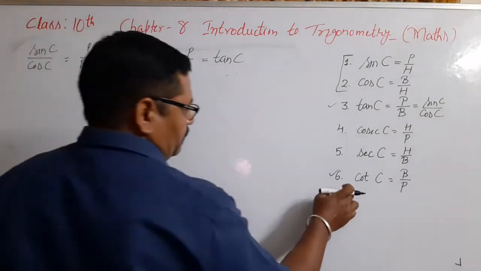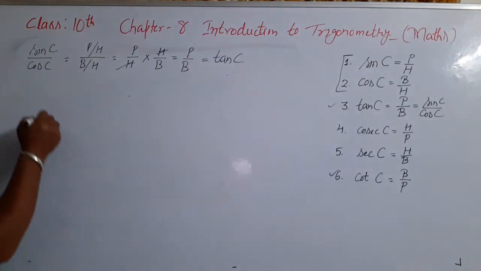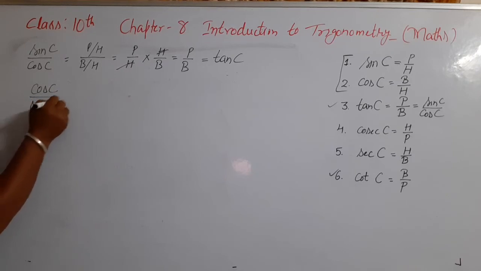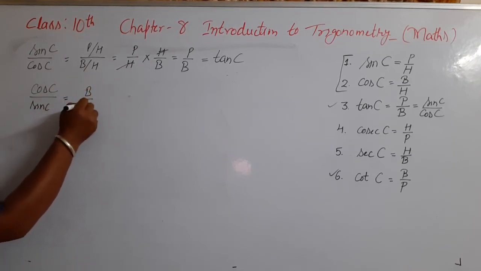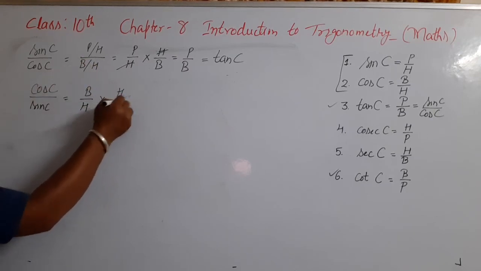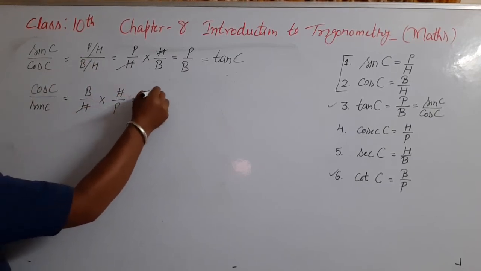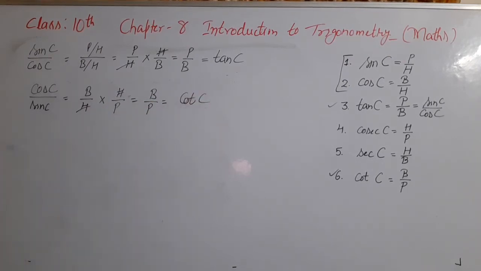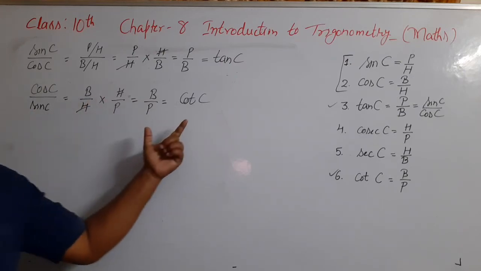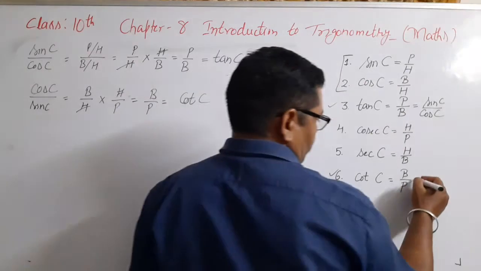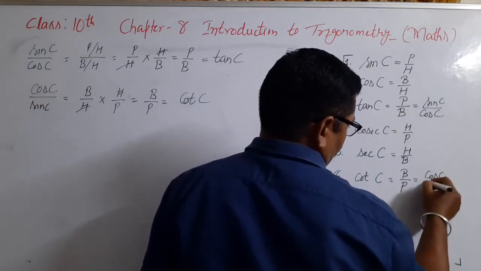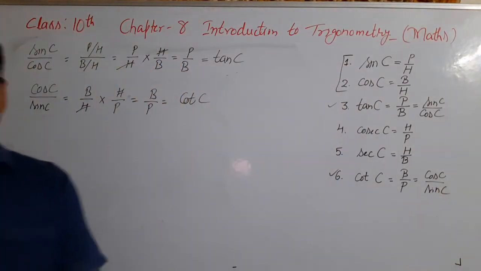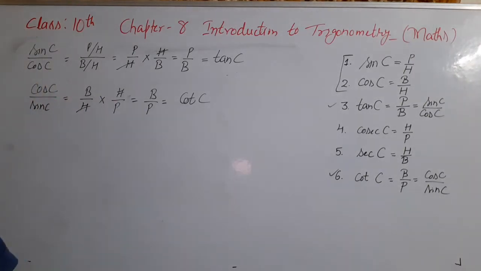Now the reciprocal of tan, which is cot. Now we take its opposite, cos C upon sin C, which is base upon hypotenuse multiplied by hypotenuse upon perpendicular, is equal to B upon P, is equal to cot C. So we can see that cos C upon sin C is also equal to cot C. So these are the trigonometric ratios and some relationships.